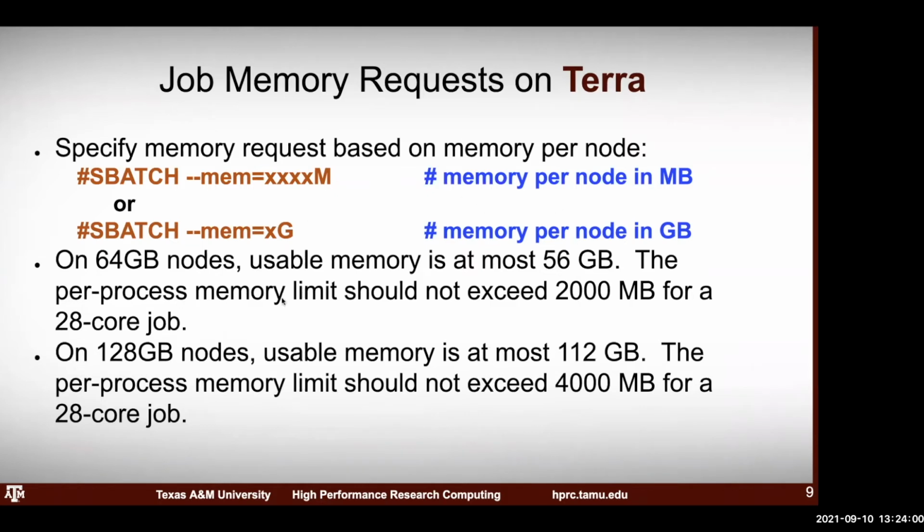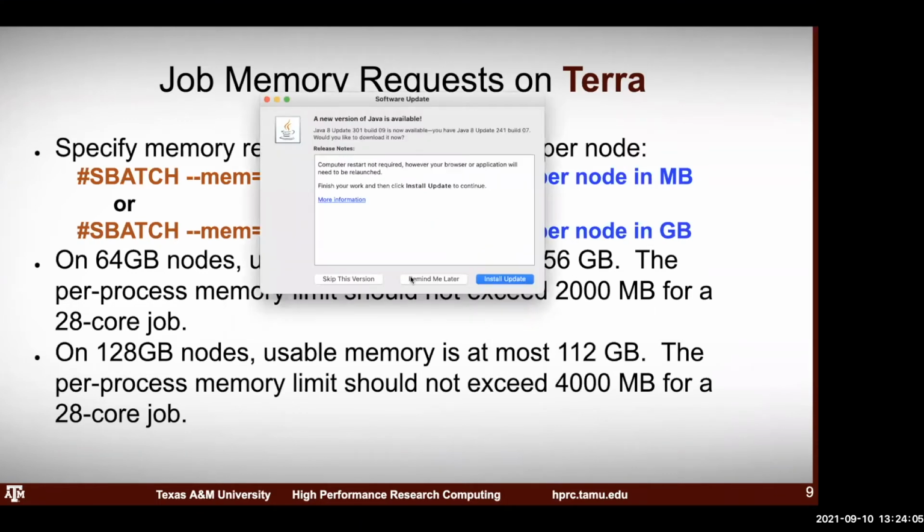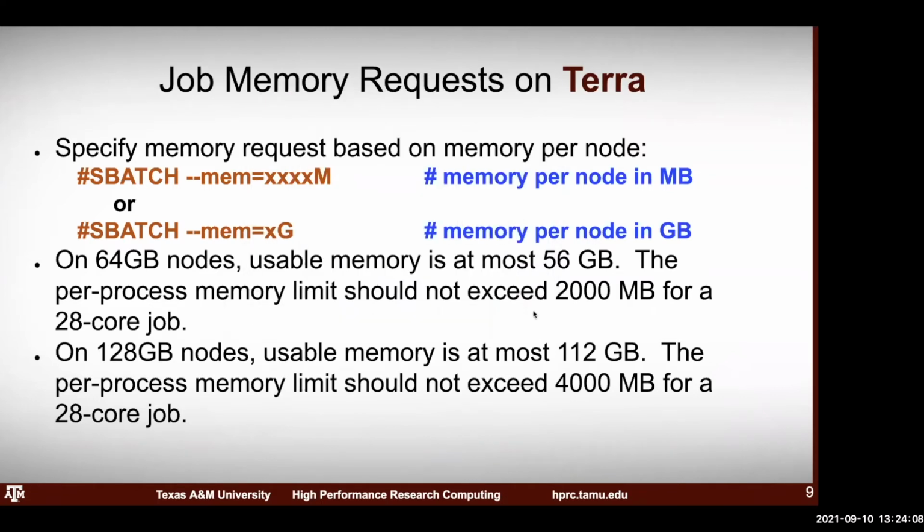So the per process memory limit, so per CPU memory limit, should not exceed roughly 2 gigs for a 28 core job. The larger memory nodes on Terra are 128 gigs. Those are the ones with the GPUs, I believe. On the 128 gigabyte nodes, the usable memory is at most 112 gigs, which sets the per process memory limit, so per CPU memory limit, to be about 4,000 megabytes, a little under 4 gigs for a 28 core job.